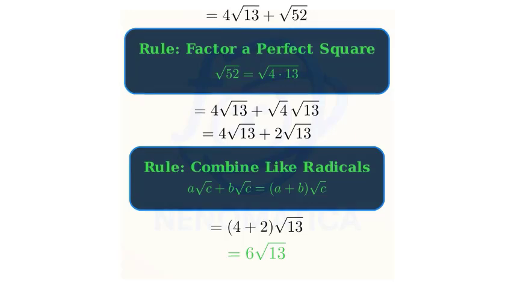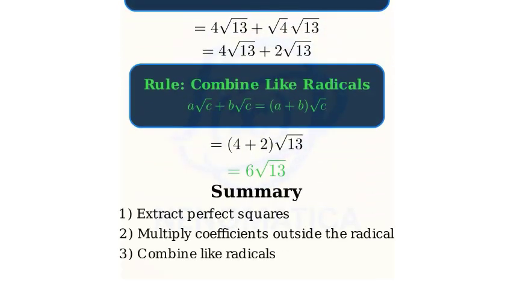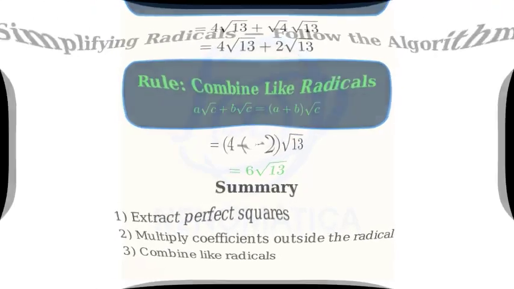Summary. We simplify by 1. Extracting perfect squares, 2. Converting each to coefficient times radical, and 3. Combining like radicals. Practice these steps on your own to build speed and accuracy.